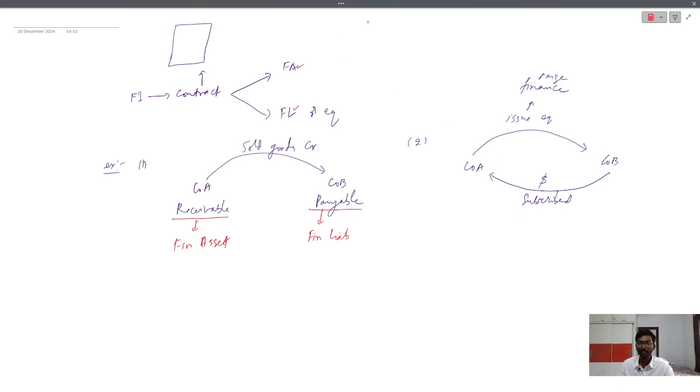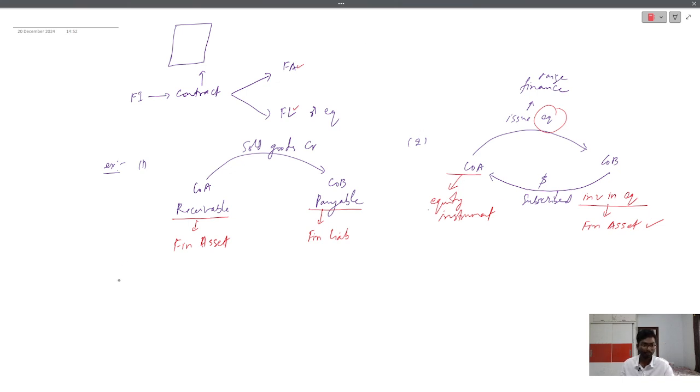Now, since company B has invested in the equity of company A, it is an investment in equity. Since it is an investment, it is called a financial asset to company B. However, for company A, this is called an equity instrument. So the same equity is considered a financial asset for company B, and an equity instrument for company A.